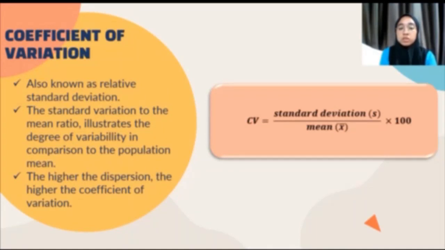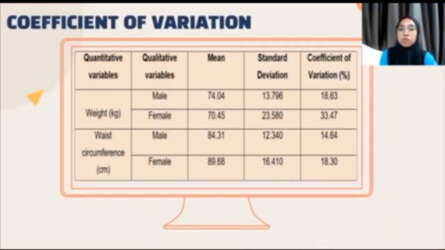Coefficient of variation is also known as relative standard deviation. The standard deviation to the mean ratio illustrates the degree of variability in comparison to the population mean. The higher the dispersion, the higher the coefficient of variation. After we calculate the coefficient of variation, it shows that the coefficient of variation for male weight is lower than female weight. This indicates that male weight is more consistent than female weight.